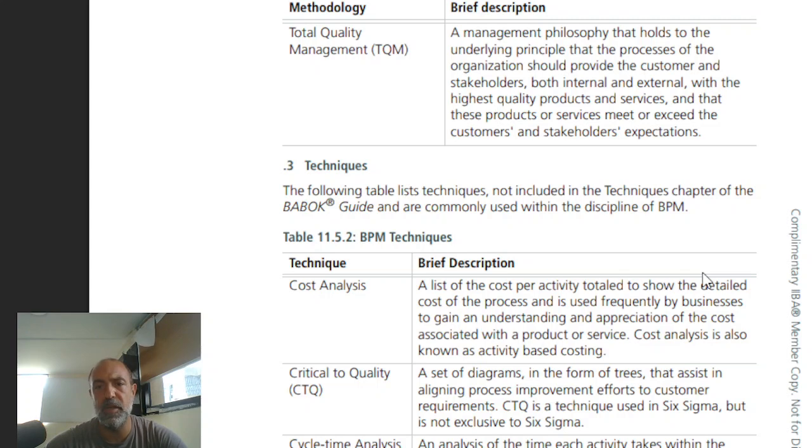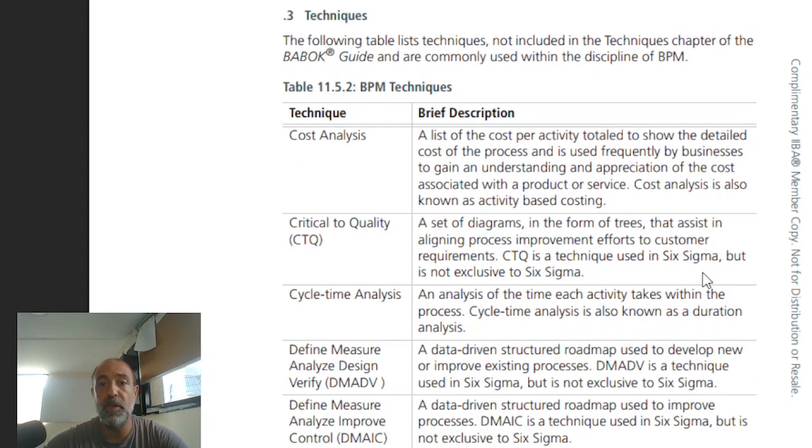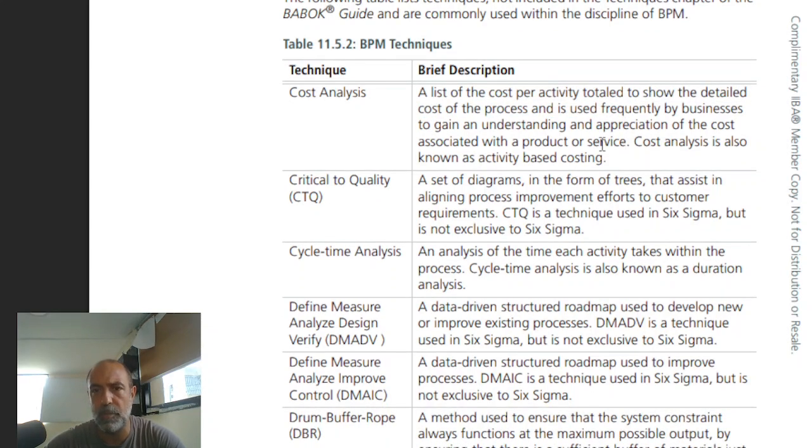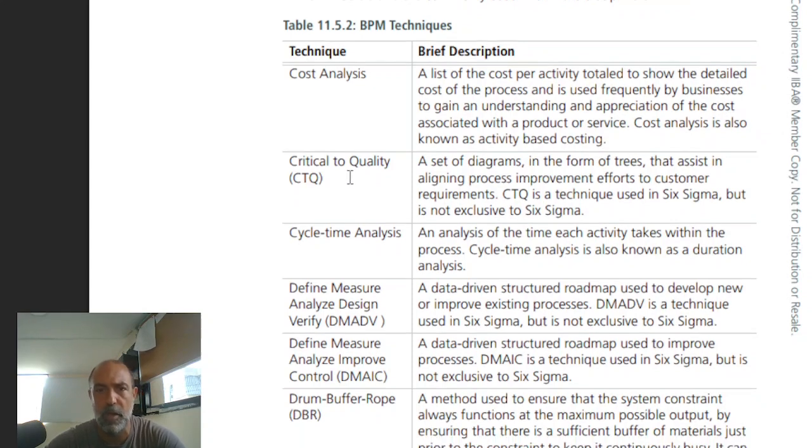Techniques. The following table lists techniques not included in the techniques chapter of the BABOK Guide. These are techniques that are not included in the chapter. There's cost analysis, which is a list of cost per activity to show the detailed cost of the process, used frequently by business to gain an understanding and appreciation of cost association.